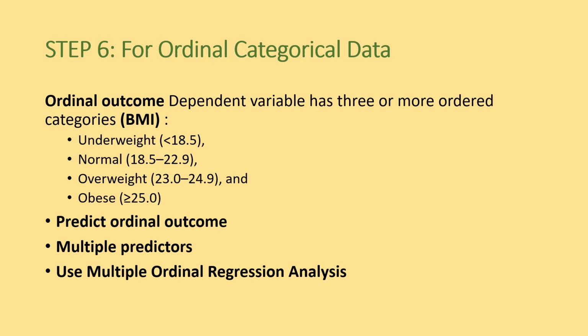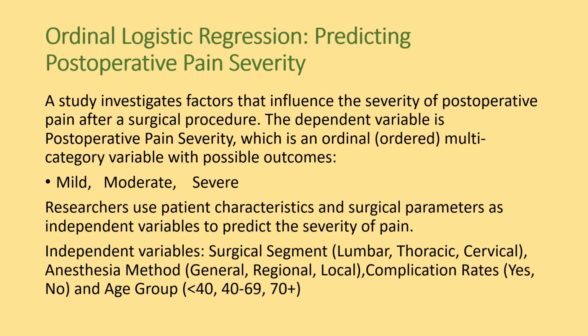For ordinal categorical data, the ordinal outcome dependent variable has three or more ordered categories, for example, BMI: underweight, normal, overweight, obese. To predict an ordinal outcome with multiple predictors, use multiple ordinal regression analysis. Ordinal regression: predicting post-operative pain severity.